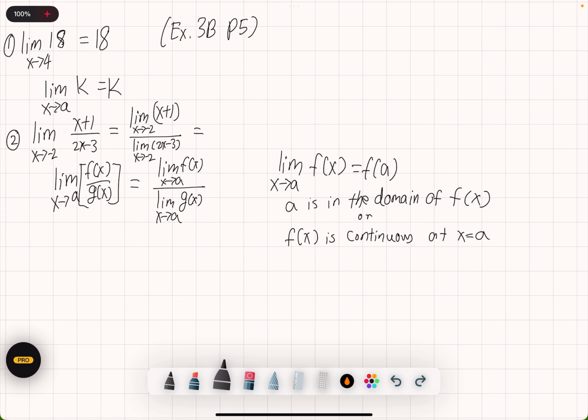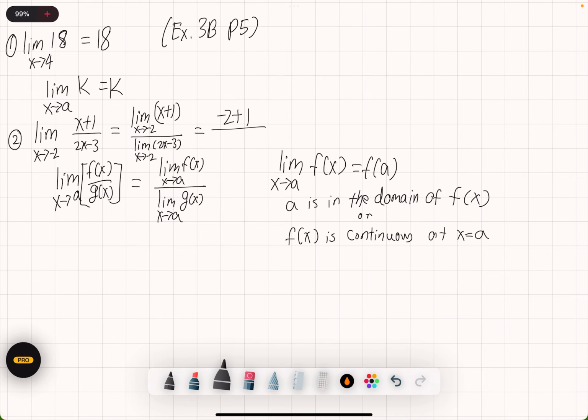Well, let's say f of x was x plus 1. Then as x approaches negative 2, f of negative 2 would be just negative 2 plus 1. And we do the same for the bottom. We have 2 times negative 2 minus 3. So here we have negative 1 over negative 4 minus 3, which is negative 7, which is 1 over 7. And this is problem 9 on exercise 3b.